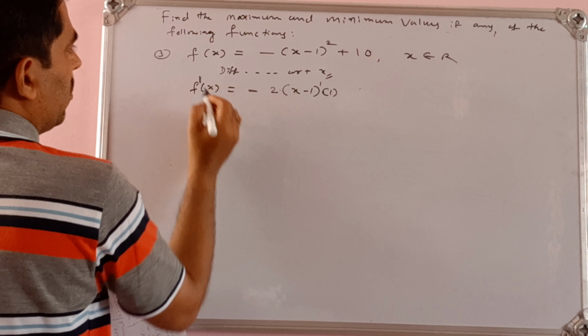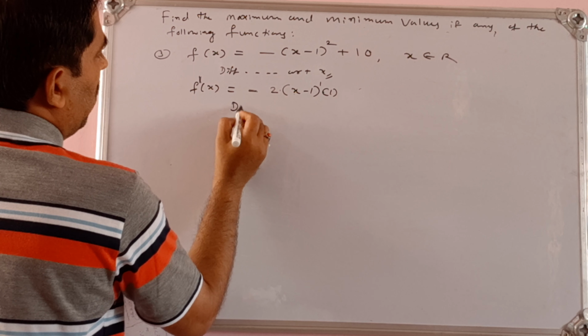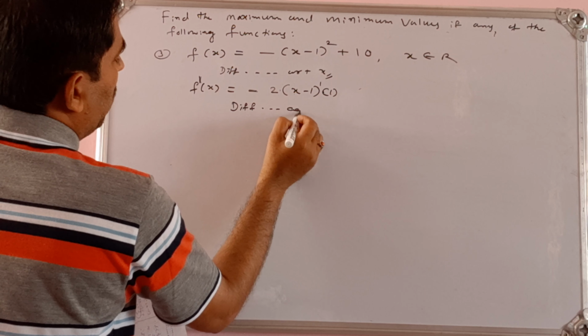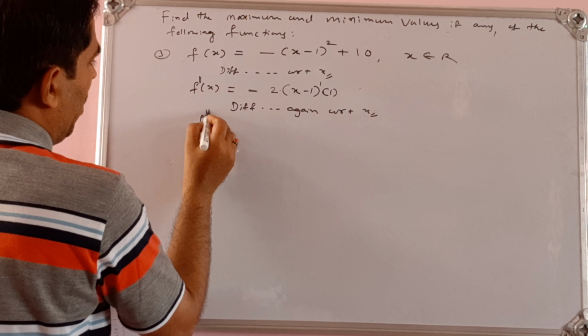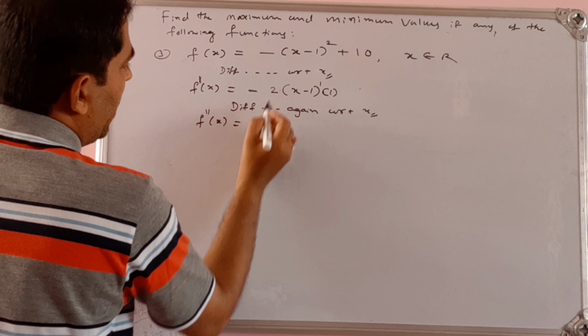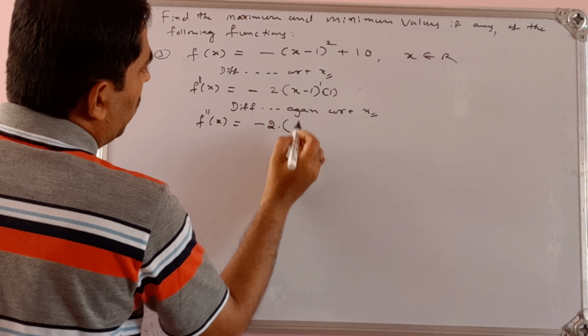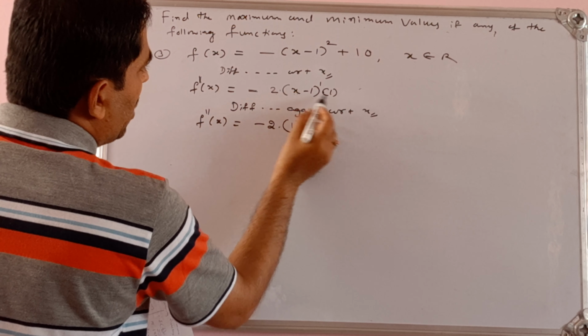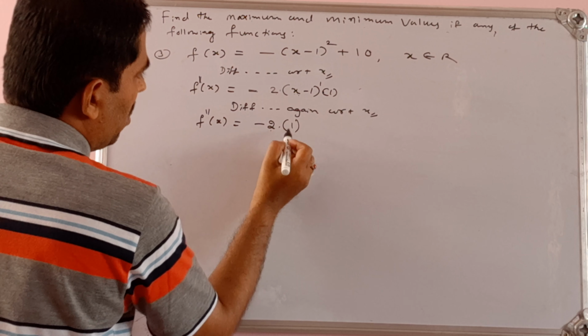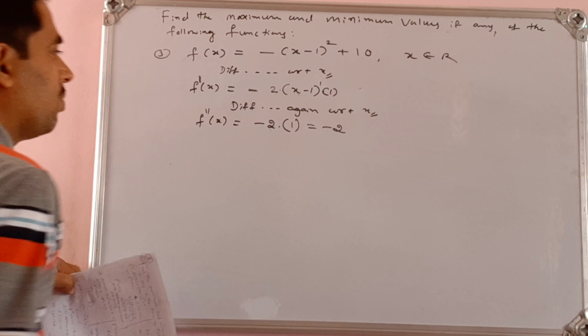Then differentiate again to get the second derivative. Differentiate again with respect to x. So we'll get f double dash x on the left hand side. See, minus 2 is a constant into the derivative of x, which is 1. The derivative of 1 is 0. So minus 2 into 1, that will be minus 2. The derivative of x is 1, so that will be only minus 2.